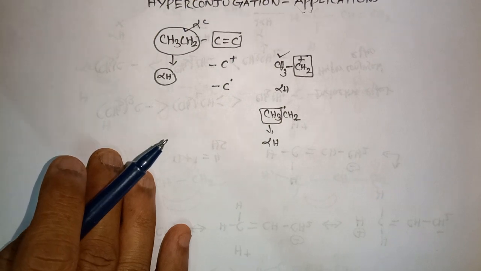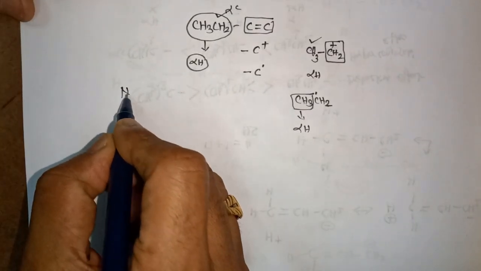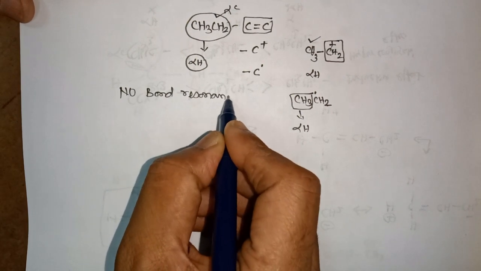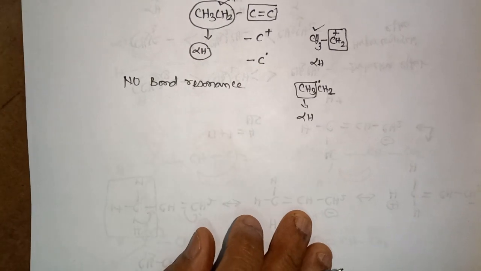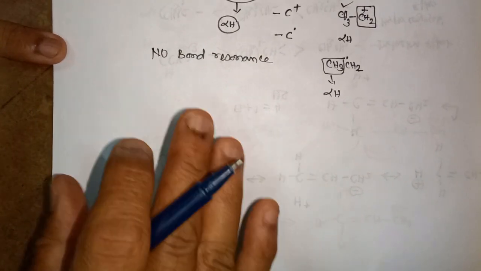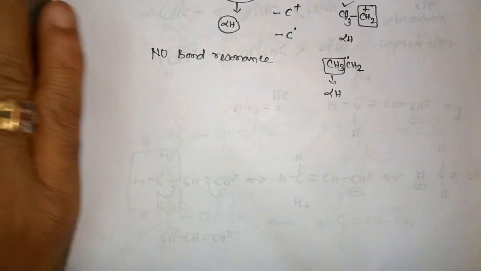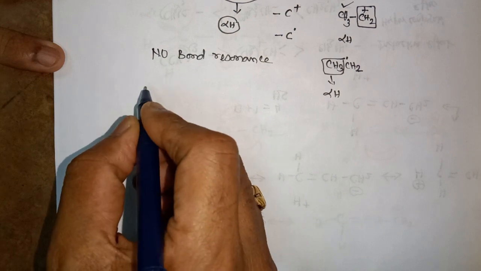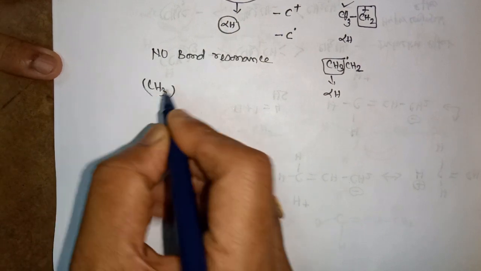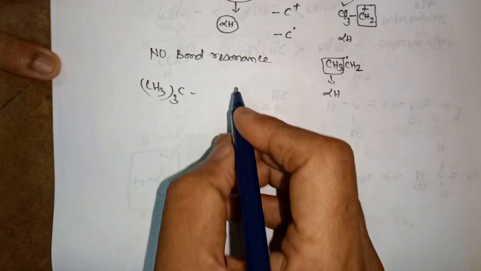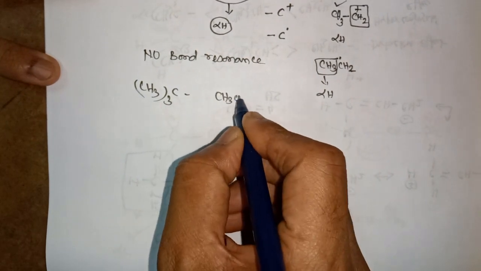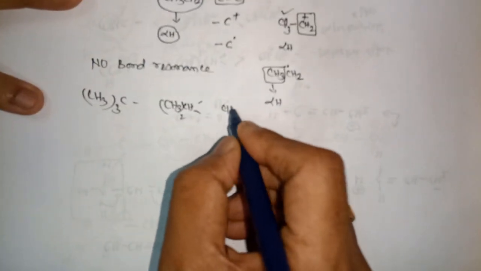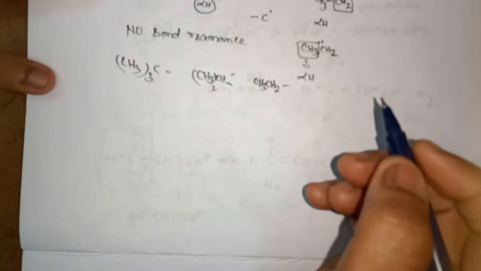This hyperconjugation is otherwise called no bond resonance, as I already said. Now we move on to how to find the order of the hyperconjugation effect regarding alkyl groups. I take the tertiary group, CH3 thrice on carbon. Then secondary, CH3 twice on CH. Then the last one, CH3CH2, with a single bond.